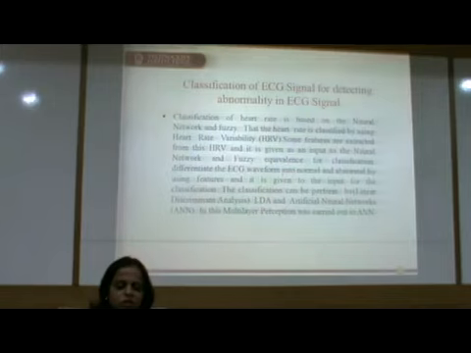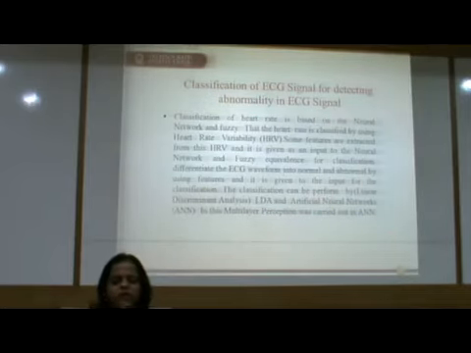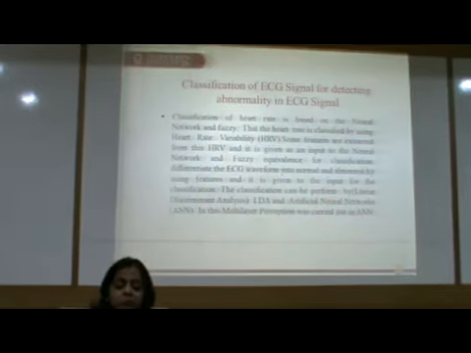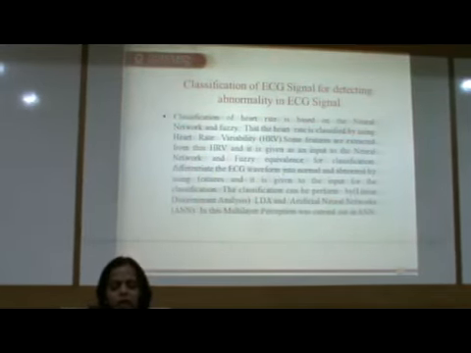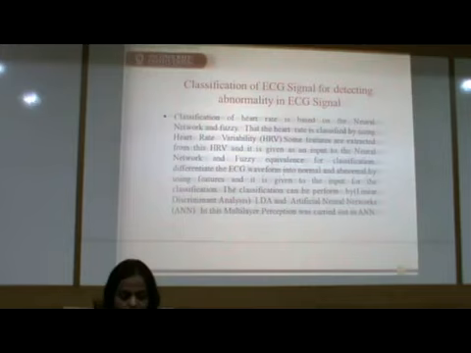Now, after classification, we can differentiate the ECG waveform into normal and abnormal by using features, which are given as the input of the classification. The classification can be performed by linear discriminant analysis (LDA) and artificial neural network (ANN). In this, a multi-layer perceptron was used in the ANN. After the classification, we can detect whether the acquired ECG signal is normal or abnormal, whether there is some disease present or not.